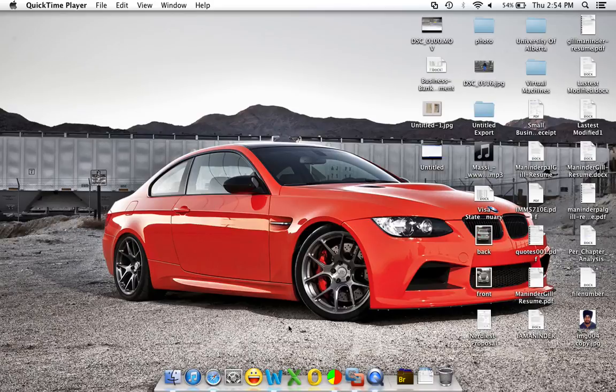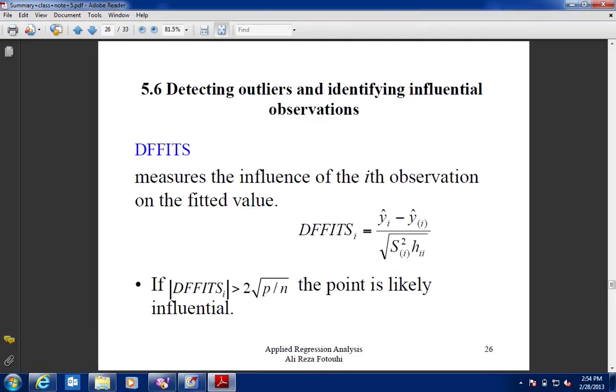Leverage one. This one is Cook's distance, okay? Influence on beta hat as a vector. Okay? I'm not talking about just an individual vector, right?